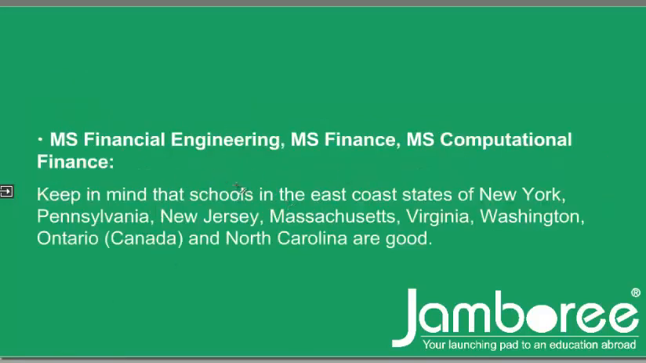Right, so this was the next thing, Jayesh. For finance related programs, it's MS in financial engineering, MS finance, computational finance. For these kinds of programs, again, the East Coast states are very good, because that is where the US stock market is located. Hence a lot of companies operate from that region, finance related corporate companies and banks. So New York, Pennsylvania, New Jersey, Massachusetts, Virginia, Washington. These are the places that you can look at if you are applying for finance related programs.